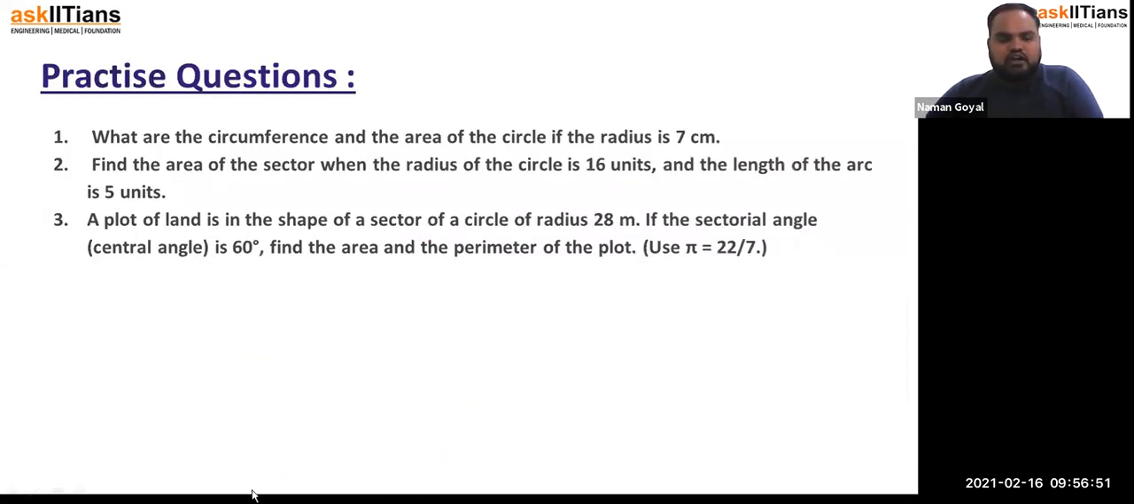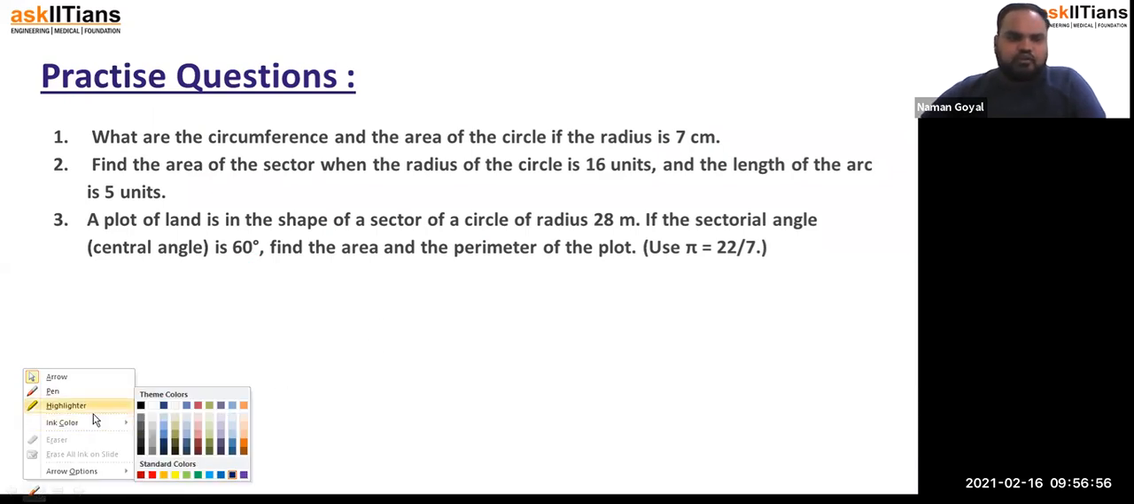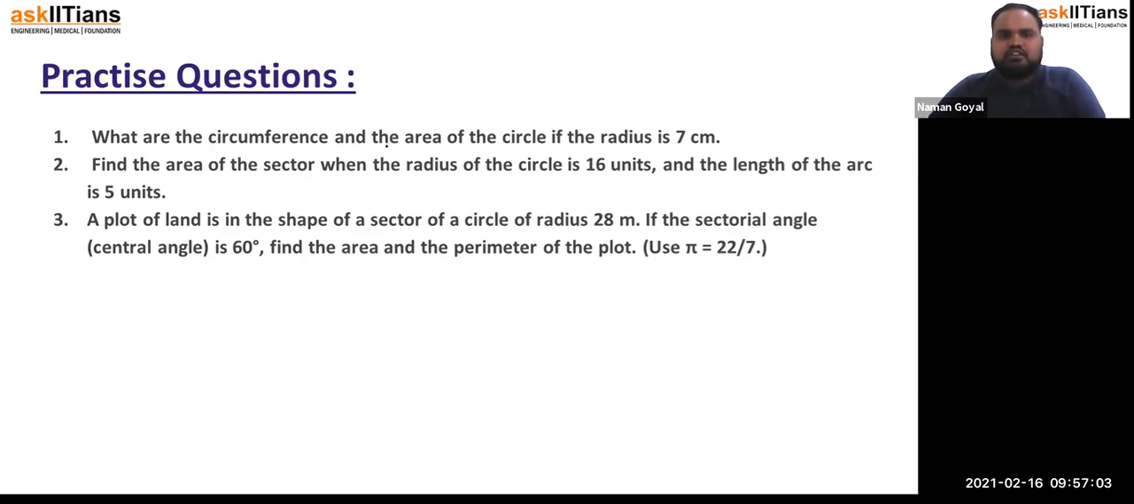Okay, now there are some practice questions we are going to do in this class. So we are going to start by doing them one by one. First question: what are the circumference and the area of the circle if the radius is 7 centimeter? So for the first question, the radius is given. The radius is 7 centimeter. Now it is asking for circumference and area.